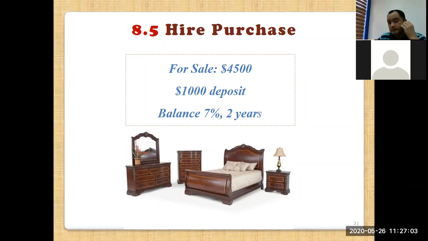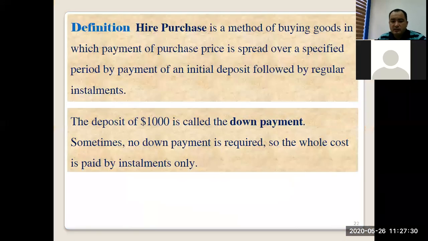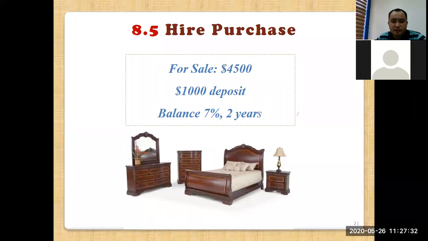Hire purchase. Okay, next topic is hire purchase. Now, this is another method of buying goods. As you see in the example, there's a kind of ad, maybe in a shopping mall. It says for sale, $4,500, $1,000 deposit, and the balance 7%, and for 2 years. And this is some kind of business advertisement.